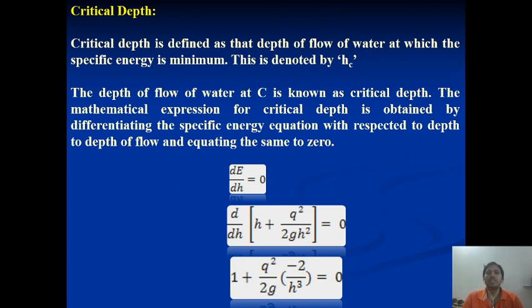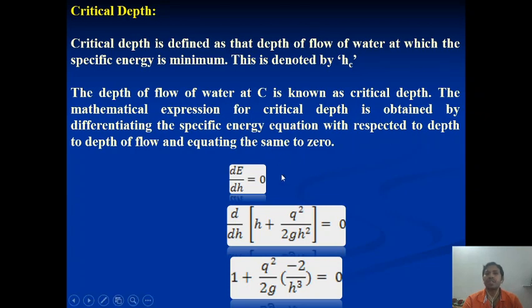Now what is the meaning of the critical depth, Hc? This is the point where we always observe that the specific energy is minimum. So the critical depth is defined as the depth where the specific energy is minimum. This depth we consider as the critical depth, and it is denoted by Hc. The depth of flow of water at the point C in the graph is the critical depth, where the specific energy is minimum.